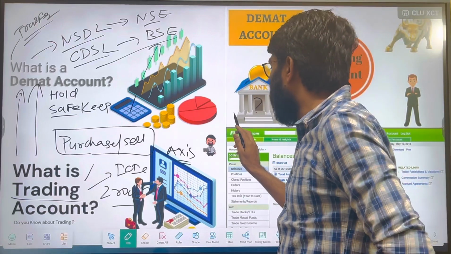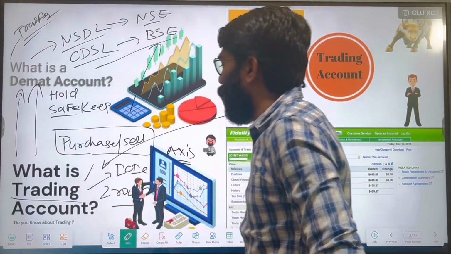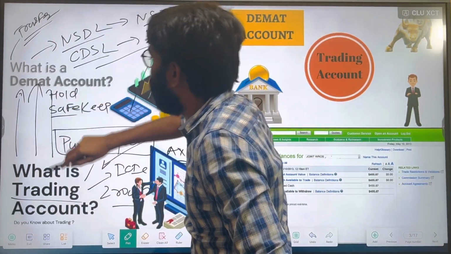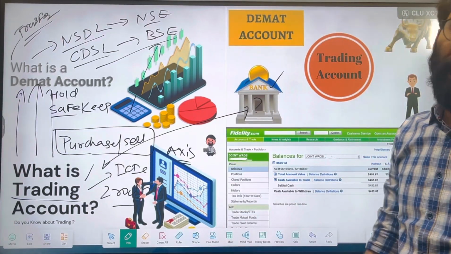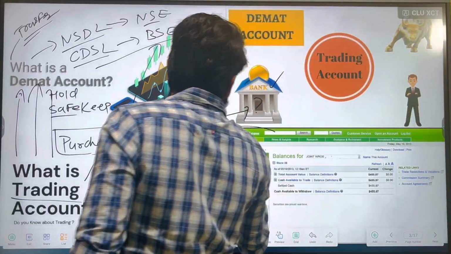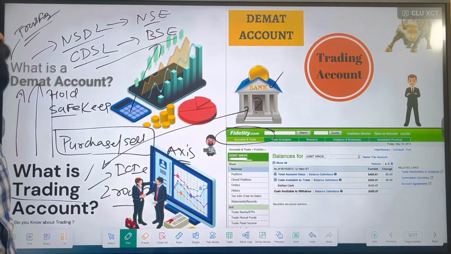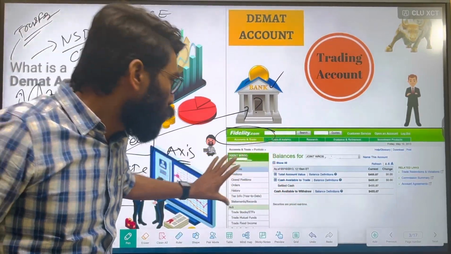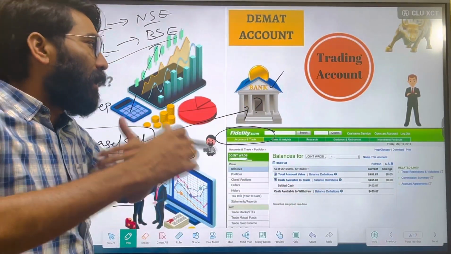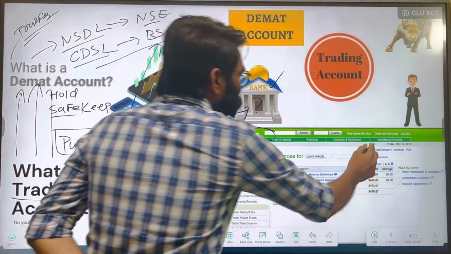So your bank account will be mapped with the trading account, and the trading account will be mapped with your Demat account. That's the importance of the bank account. Here, if you see Fidelity, it is again a broker who offers the trading account facility. They perform a middleman role where you can open the account.